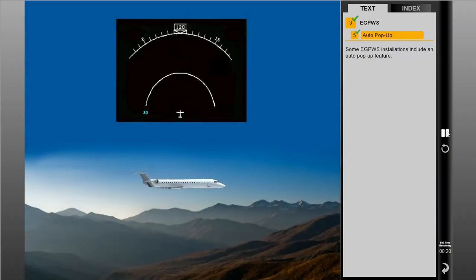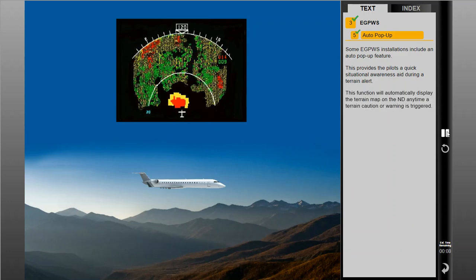Some eGPWS installations include an auto pop-up feature. This provides the pilots a quick situational awareness aid during a terrain alert. This function will automatically display the terrain map on the ND anytime a terrain caution or warning is triggered.